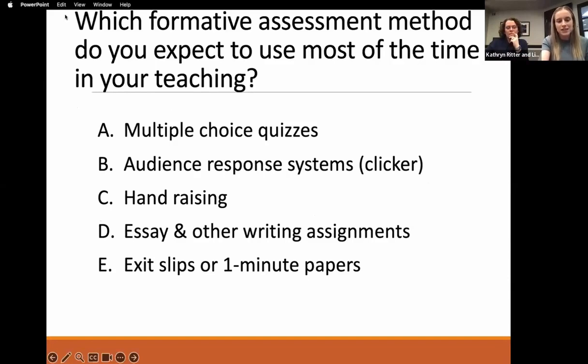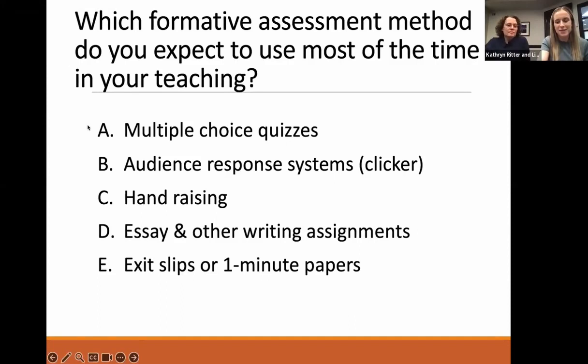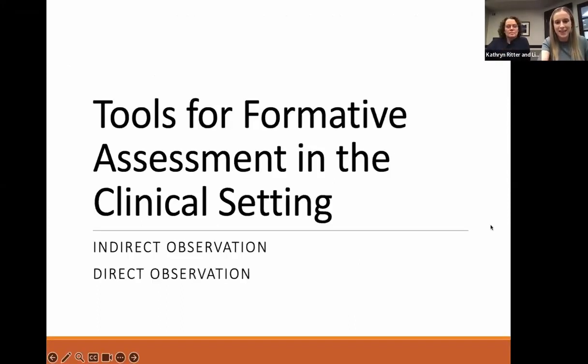Multiple choice quizzes, audience response systems using clickers, or potentially other audience response systems like Zoom polls or Kahoot, hand raising, essay and writing assignments, or some 1-minute papers. So I'll just give you all a little bit of time to think about that as you're thinking about your own teaching environments.